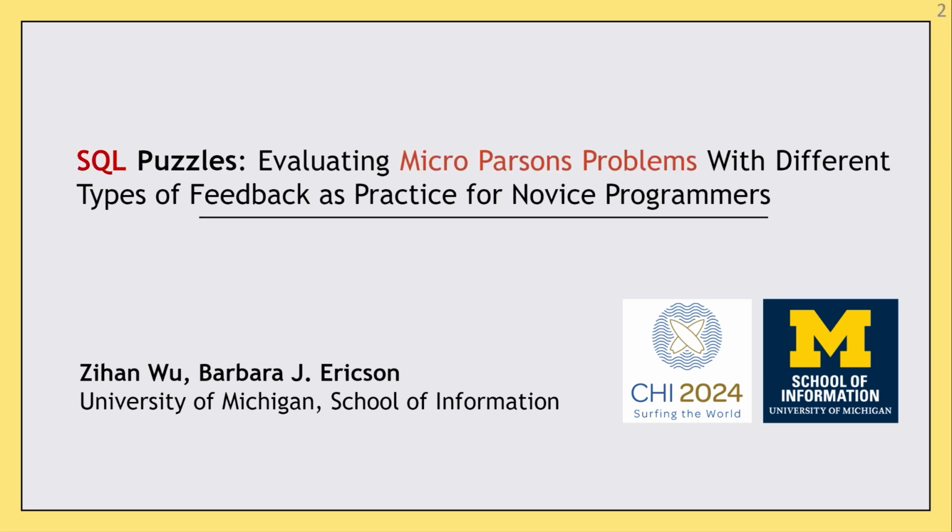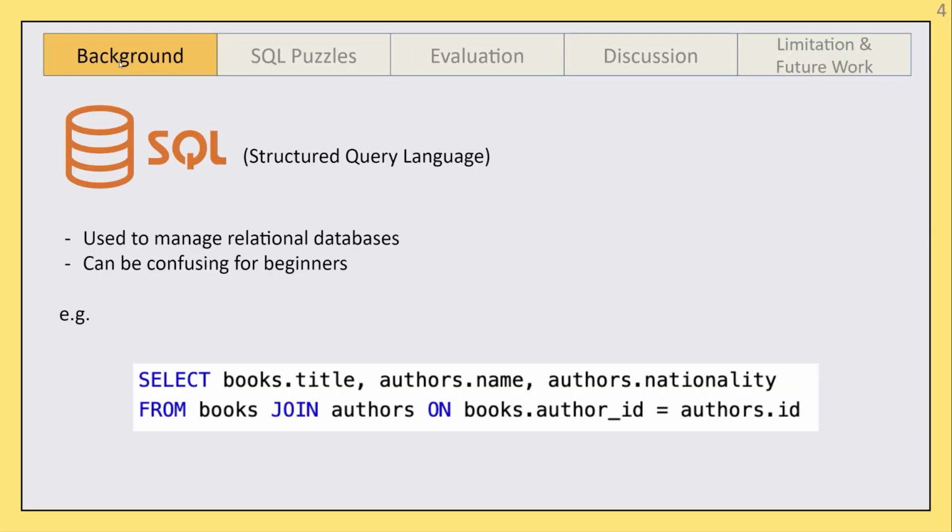To start with, I will give a brief background on what SQL is and what micro-Parsons problems are, if you are not very familiar with the specific context of teaching programming. Relational databases are very commonly used in production to store all kinds of records and data. Managing those databases with structured query language, or SQL, is an important skill for students in the field of computer science, software engineering, and information systems.